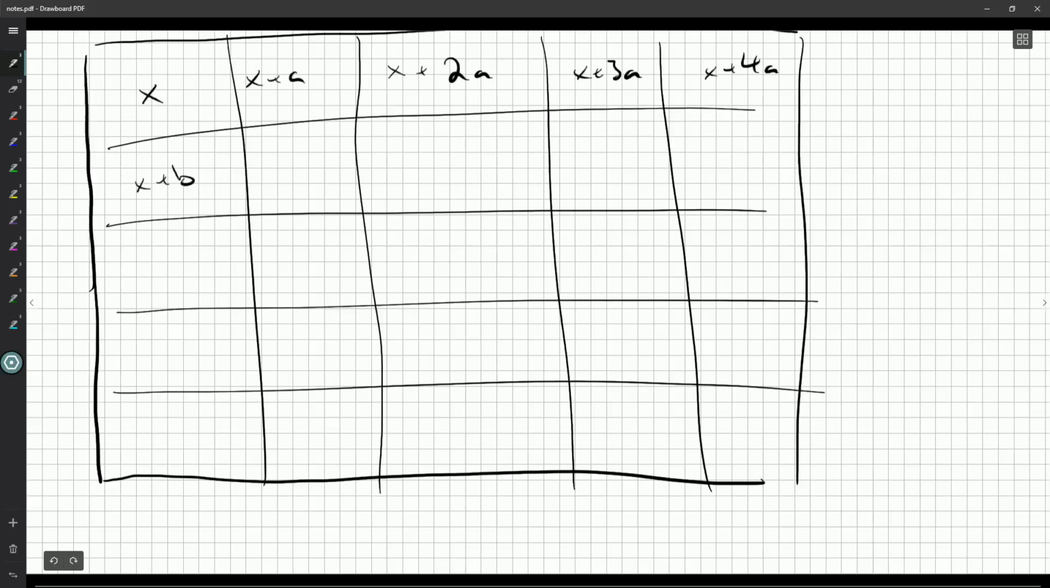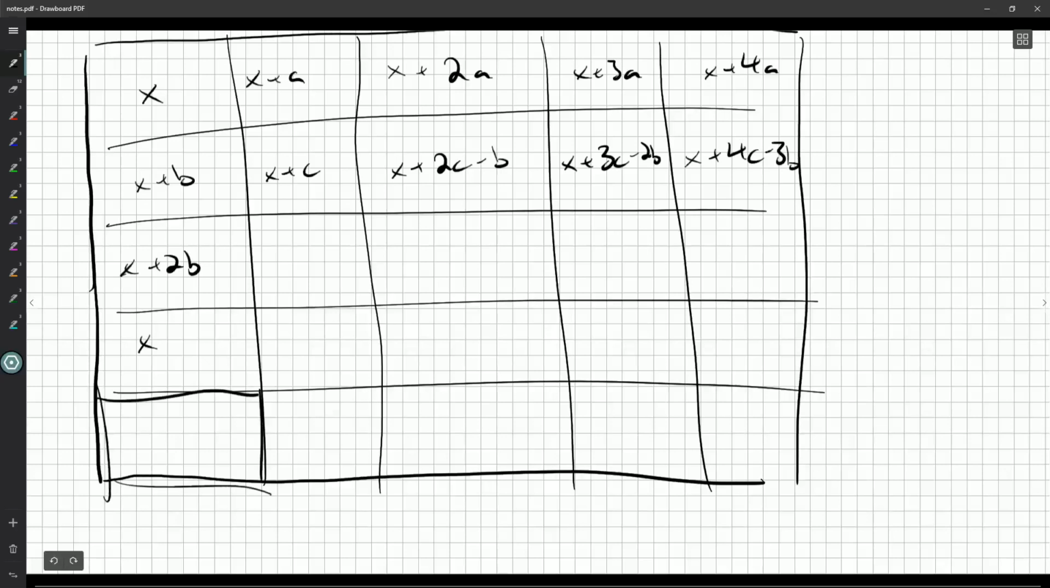You get X plus B, X plus C, so X plus 2C minus B, X plus 3C minus 2B, X plus 4C minus 3B. X plus 2B. I probably shouldn't have called this X, because that's what we're looking for. I probably should have thought ahead and maybe called it Y or something. But I'm not going to change it now. X plus 3B, X plus 4B. And so I just need to figure out X and B, and I'll get the bottom corner, which is what we want.